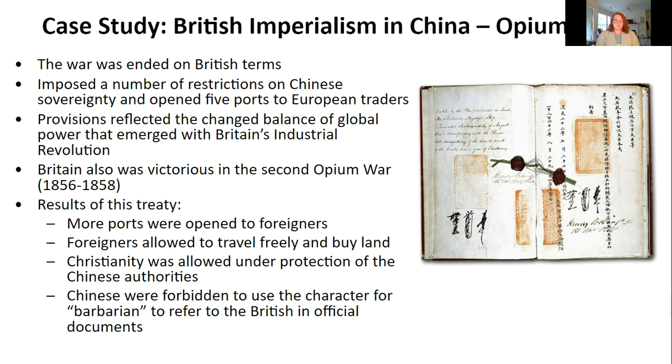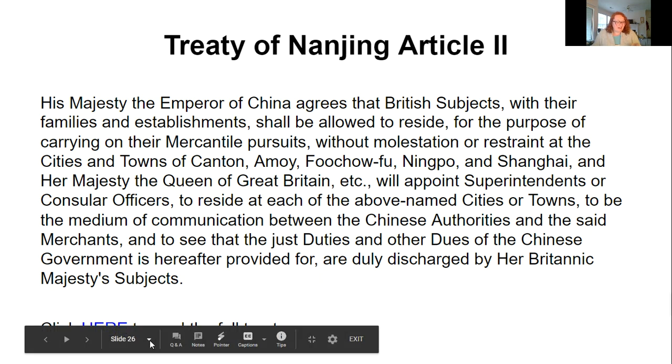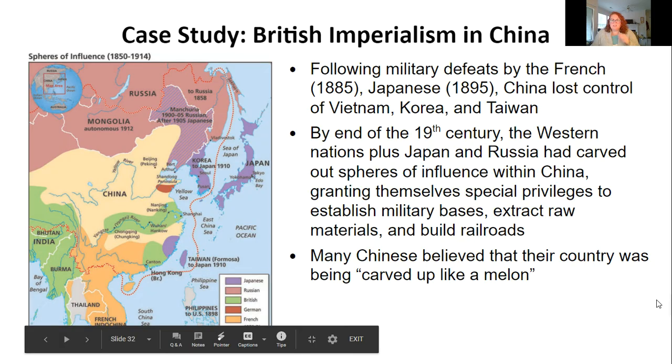Britain also was victorious in the Second Opium War, and the results of this treaty meant that even more ports were opened to foreigners. Foreigners were allowed to travel freely and by land in China. Christianity was allowed under the protection of the Chinese authority, and Chinese were forbidden to use the character for barbarian to refer to the British in official documents. Oh, yeah. So we are actually going to look at these documents in class.